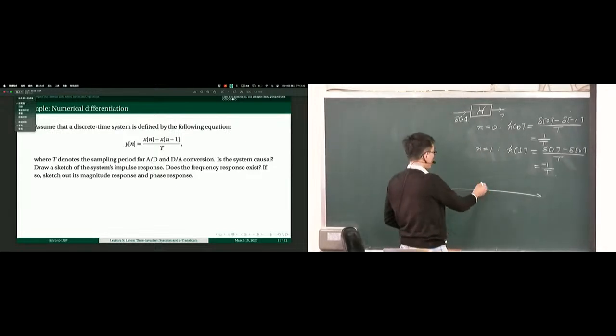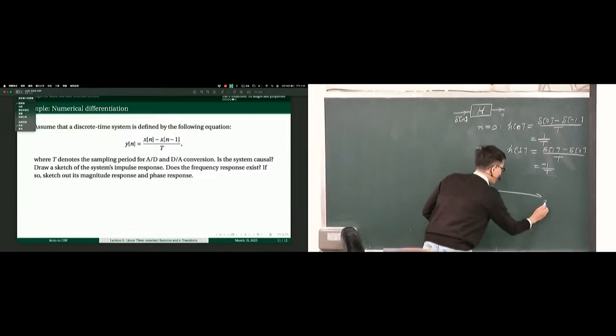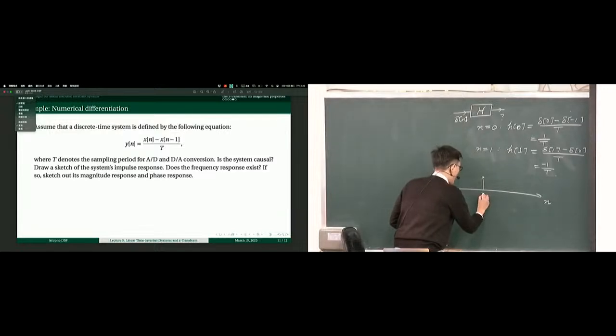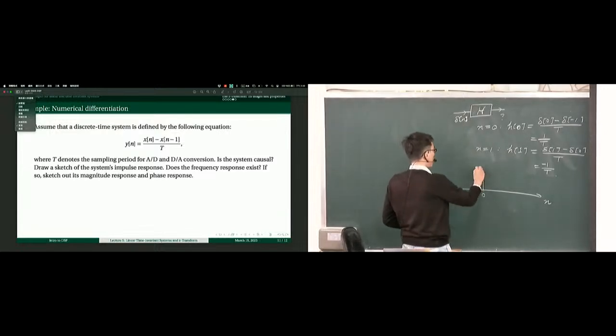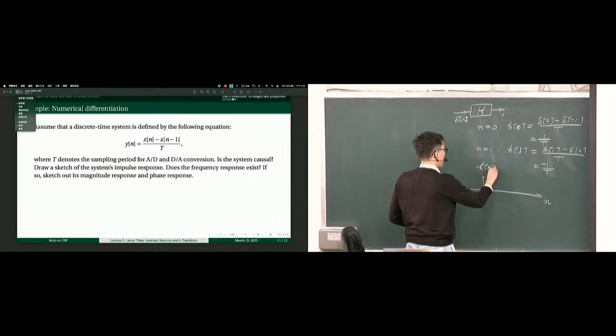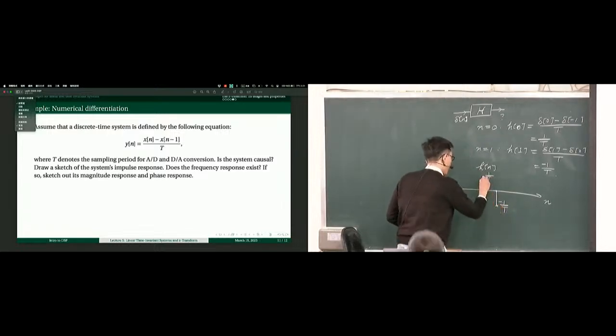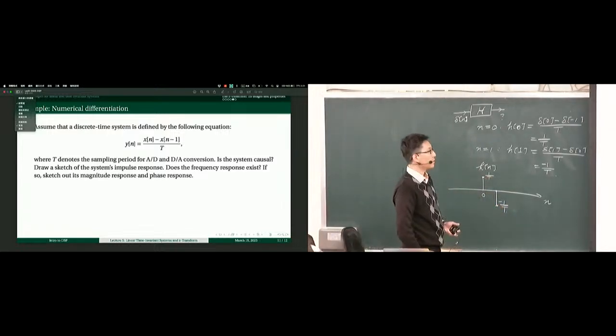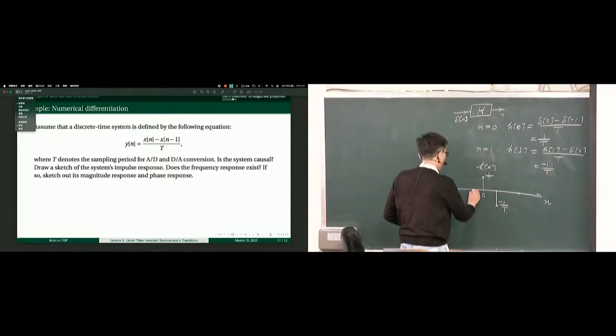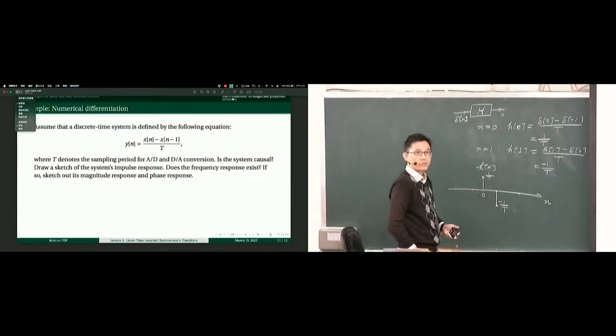One is located right at time zero. The impulse response h at time zero equals 1 divided by T. At time 1, it equals the negative of that, minus 1 divided by T, where T denotes the sampling period. And everywhere else is 0. Only two non-zero samples.